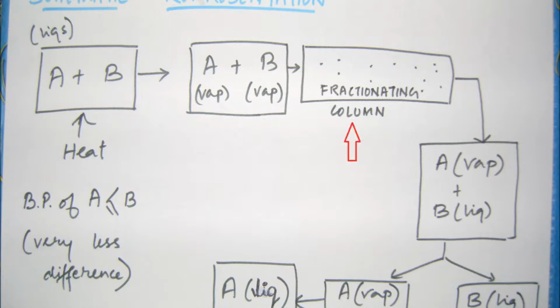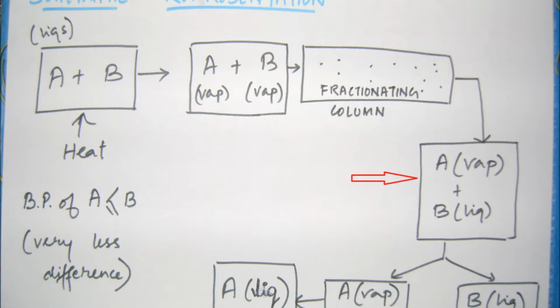A fractionating column is a tube packed with glass beads, and the beads provide surface for the vapors to cool and condense repeatedly. When the vapors of a mixture are passed through the fractionating column, because of the repeated condensation and evaporation, the vapors of the liquid with the lower boiling point first pass out through the fractionating column, condense, and are collected in the receiver flask.